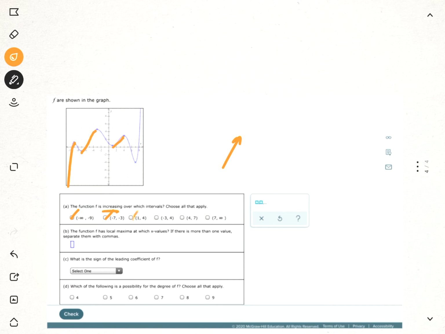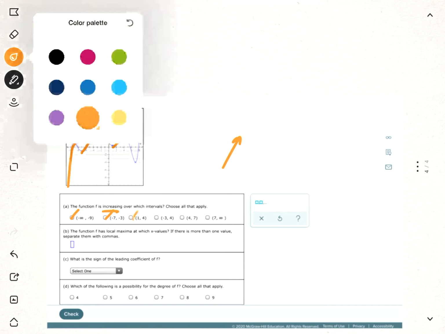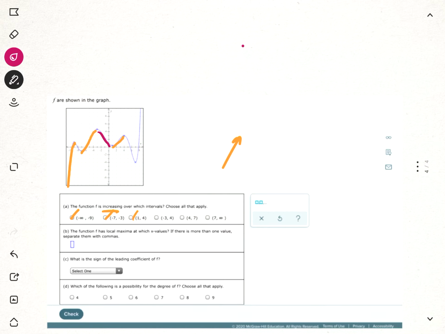Negative 3 to 4, no, that's not correct, right? Because that's in this area here, that's decreasing. Oh wait, negative 3 to 4, that's actually this whole interval here. No, that's not true, because it's decreasing and increasing in there. So let's erase that. Then it's increasing again here from, it looks like 2, 4, 6, 7 to infinity. So 7 to infinity. And just to check, 1, 2, 3, 4 intervals. 1, 2, 3, 4. We got them all.